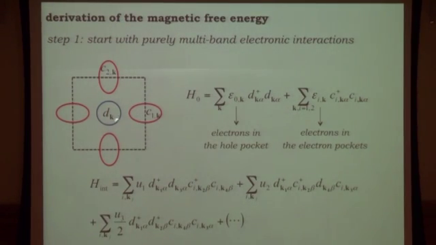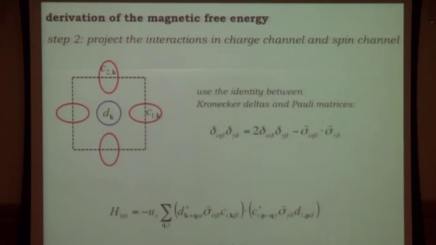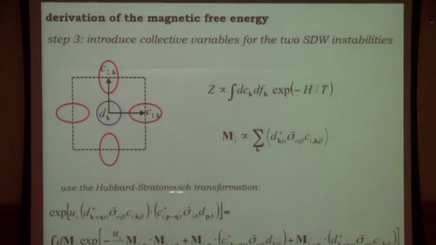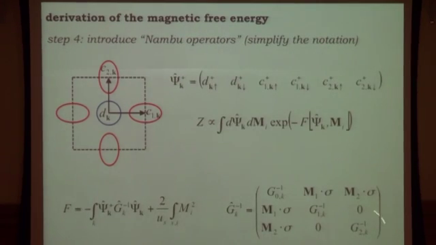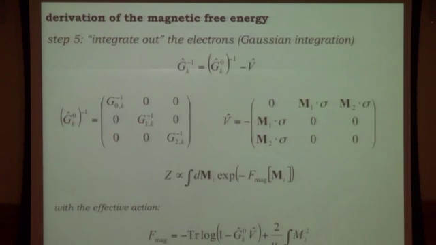You introduce electrons on 3 bands, okay? You introduce all the possible interactions. There are 8 possible interactions. This is equivalent to a multi-orbital Hubbard model. Then you project the interactions in the spin channel. Then you introduce the magnetic order parameters via something called Hubbard-Stratonovich. Then you integrate out your electrons, and from there you can obtain your partition function, from which you derive your free energy.